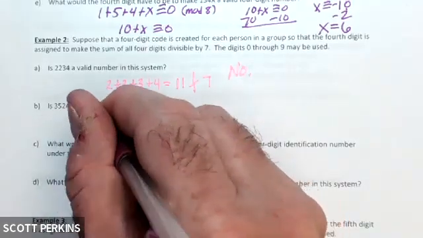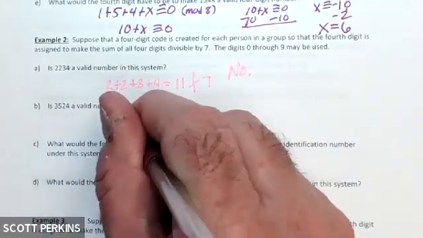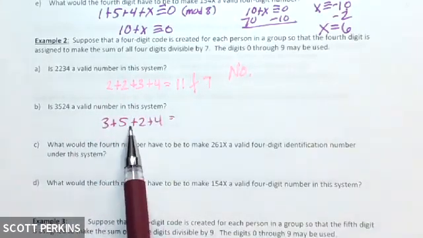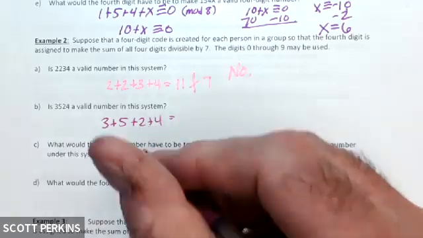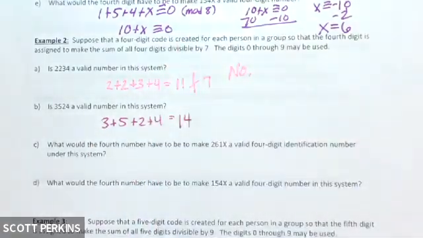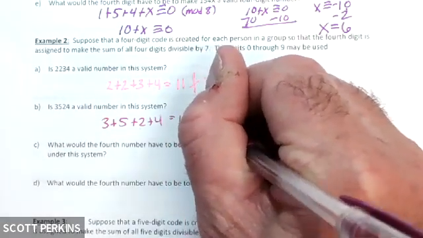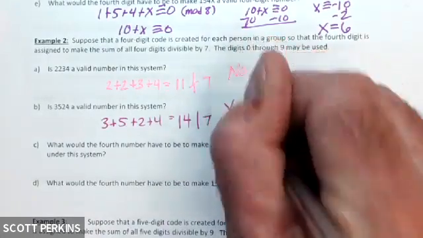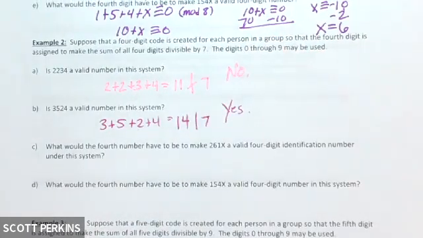The next one is 3 plus 5 plus 2 plus 4. When I add that, 3 plus 5 is 8, plus 2 is 10, plus 4 is 14. Is 14 divisible by 7? Yes, it is. 14 is divisible by 7. That indeed is true. Goes 2 times. So this, yes, is a legitimate identification number.